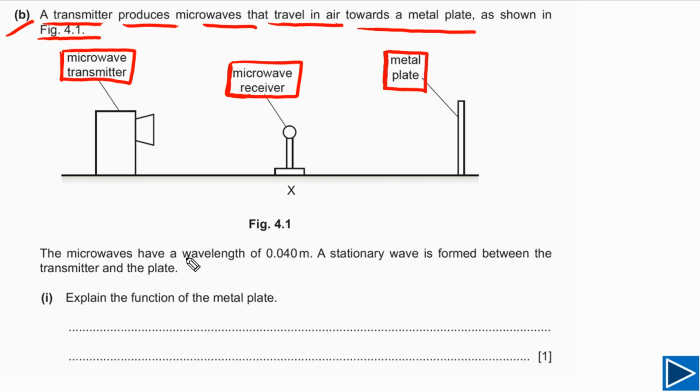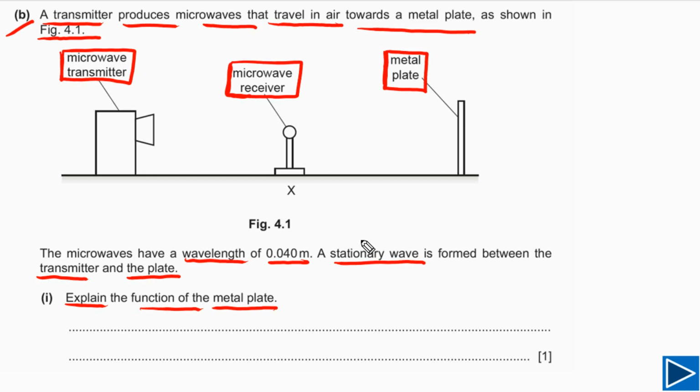It is also given to us that the wavelength of these waves is 0.040 meter and stationary waves are formed between transmitter and the plate. Question is simply asking us to explain the function of the metal plate. I mean, why do we need metal plate in this case? First thing we need to understand is that stationary wave is a resultant wave of two waves.